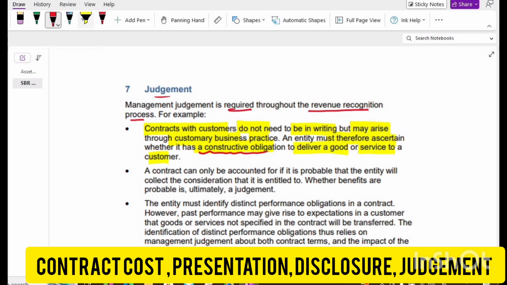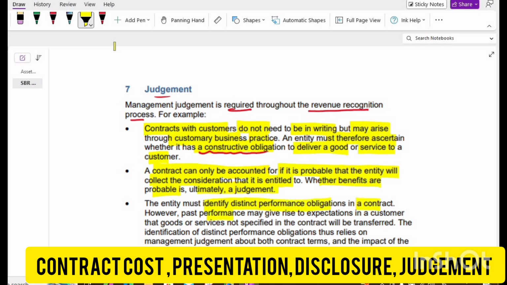Then you have another judgment. A contract can only be accounted for if it is probable that the entity will collect the consideration it is entitled to. Whether the benefits are probable is ultimately a judgment. So this means that the company can only recognize revenue if it is likely it will actually receive the payment from the customer. The judgment here is that management decides if it is probable the company will collect the agreed payment. Okay.